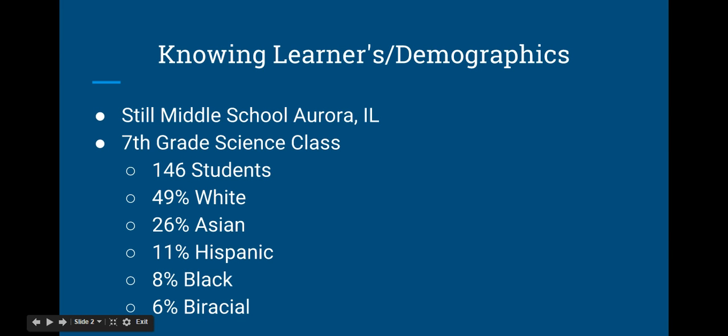Let's take a look at the demographics of my students. I am a teacher at Still Middle School in Aurora, Illinois. I am a seventh grade science teacher. I have 5 sections of science, totaling 146 students.